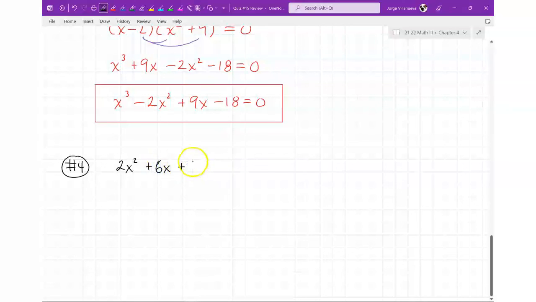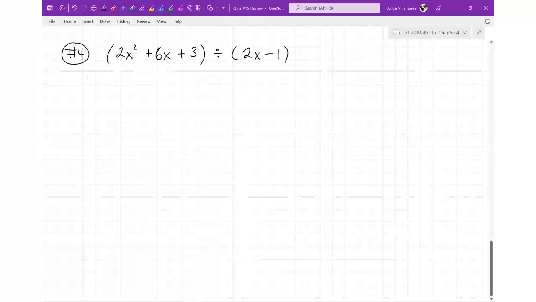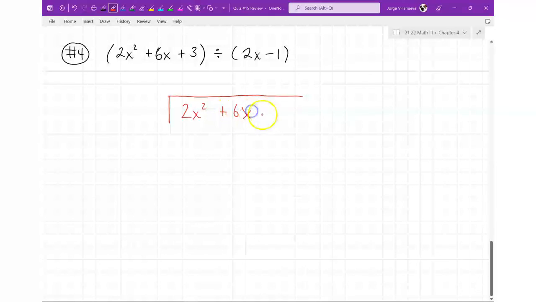6x plus, we'll just say 3, and we're going to divide it by, let's just say 2x minus 1. Alright, so this is long division. Okay, that's what you guys just did yesterday. Long division. So let's go ahead and divide this out, and then we're done. Oh, I was wrong. So, alright, what we're going to do is divide this out: 2x squared plus 6x plus 3 divided by 2x minus 1.